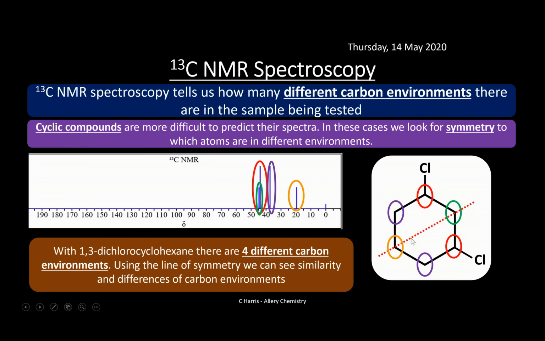It is a bit trickier. You've just got to be methodical. Look for symmetry. I find it easier to draw your symmetry line first, see if there's any symmetry, and then look for your carbon environments from there. Obviously, that last peak there is TMS as well, so no difference. You'll always get a TMS. You'll always get a peak at 0, and that's your TMS.